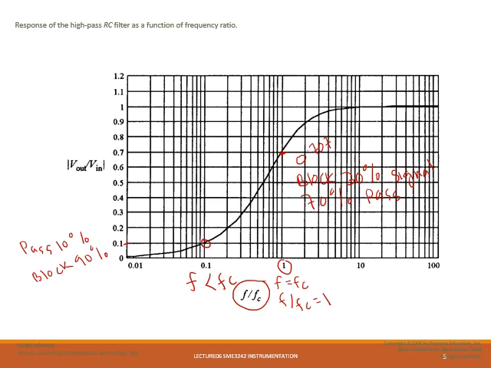At this region, here is the frequency higher than the cutoff frequency. Here it is 10 times higher than the cutoff frequency. The gain is 1, meaning it will pass 100% of the signal. So this behavior explains the response of the filter based on the frequency ratio.